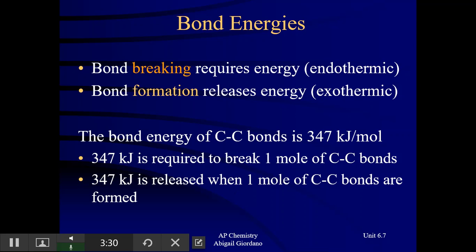Whereas 347 kilojoules of energy will be released when 6.02 times 10 to the 23rd carbon-to-carbon single bonds are formed. So you can look at that number in two different ways. Are we breaking the bond, or is the bond being formed?